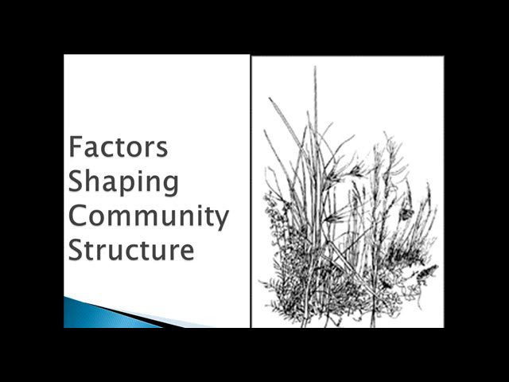Several community properties are the result of the factors above. Varying numbers of species are found in feeding levels or trophic levels from producers to consumers. Diversity tends to increase in tropical climates, creating species richness, and it decreases as you move toward the poles.